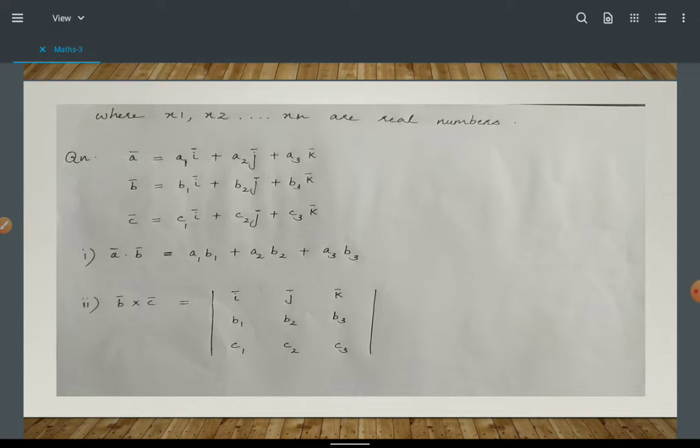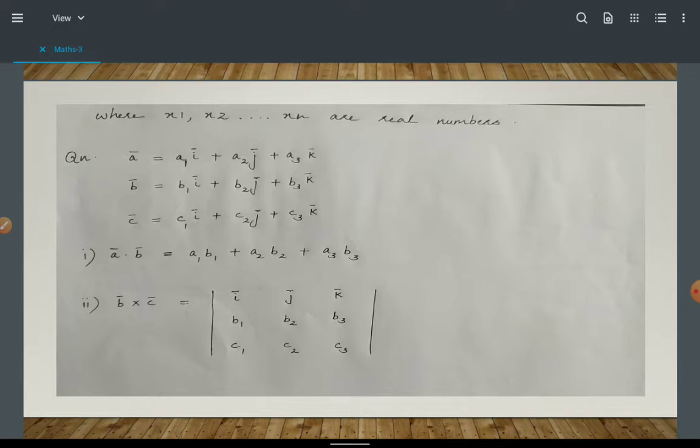Now we'll see one question. First one, a bar is equal to a1 i bar plus a2 j bar plus a3 k bar. B bar is equal to b1 i bar plus b2 j bar plus b3 k bar. And C bar is equal to c1 i bar plus c2 j bar plus c3 k bar.